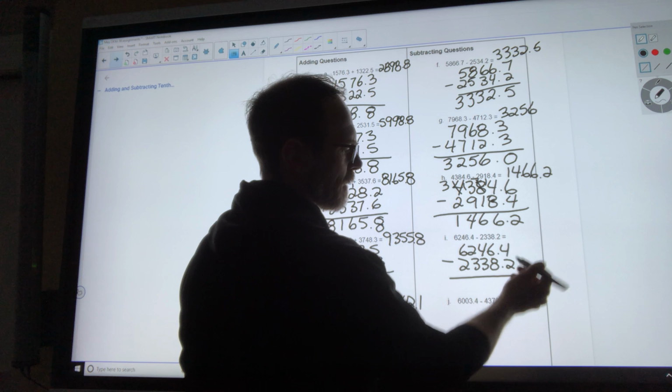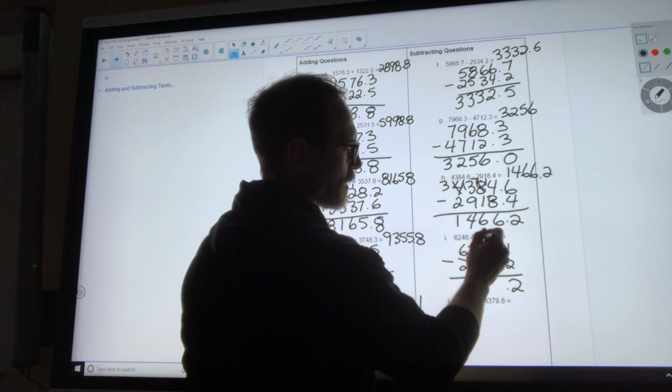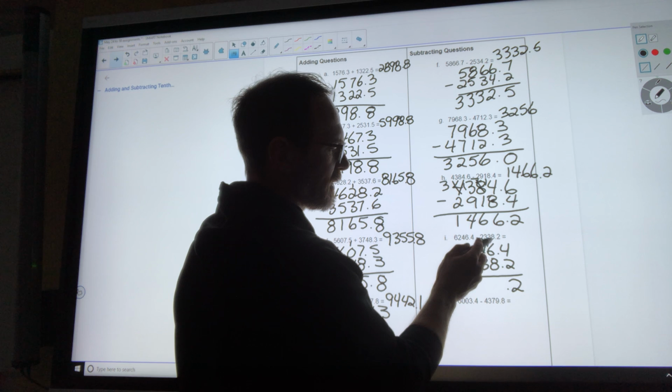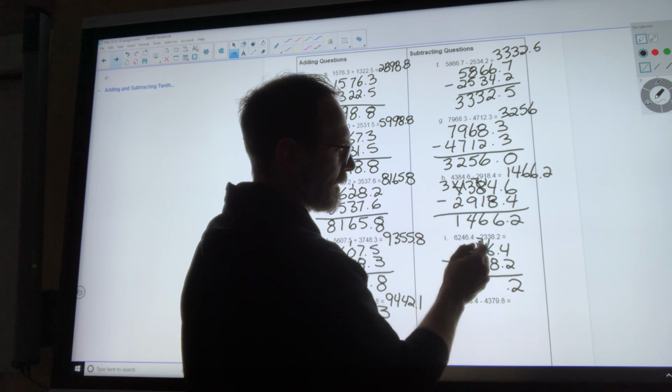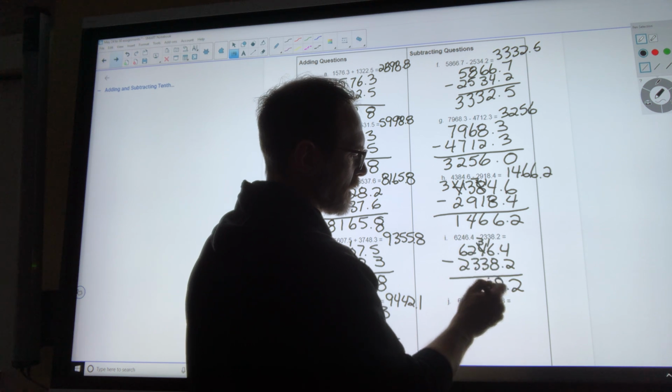So 4 tenths minus 2 tenths is 2 tenths. 6 minus 8 I can't do without borrowing, so I'm going to take a 1 from my tens place, put it to the ones place. And so now I have 16 there, right? I've added 10 to the 6. 16 minus 8 is 8. 3 minus 3 is 0.